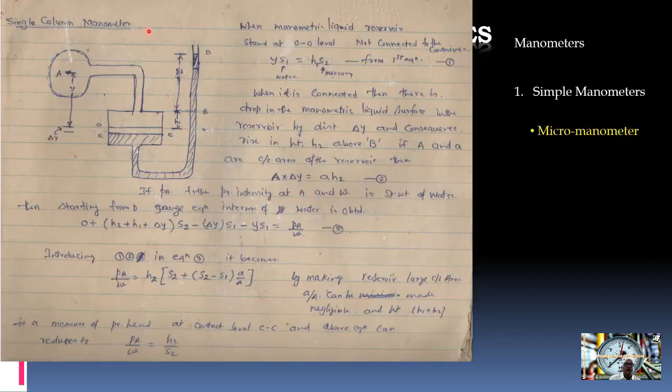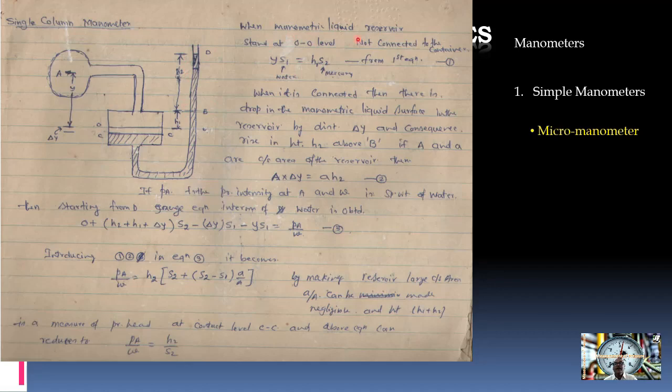Then the single column micromanometer. Here this is a pipe. The manometer is connected to the pipe and we want to measure the pressure at point A. One end is connected to the reservoir and another end is exposed to the atmosphere. So let us say there is a small pressure in the reservoir and it is deflected by delta Y. Subsequently, the height will rise by H2 from B to D.